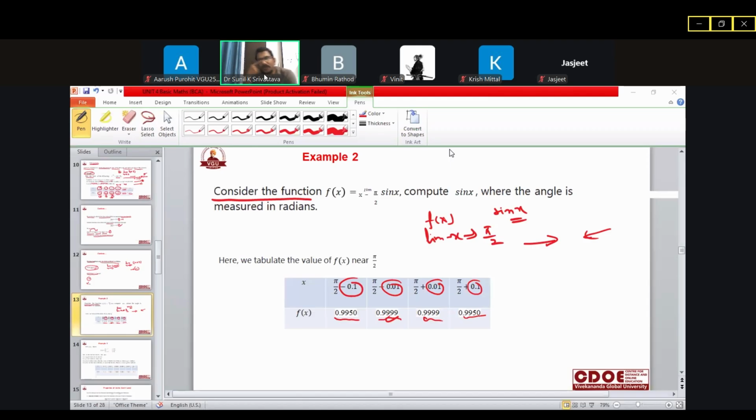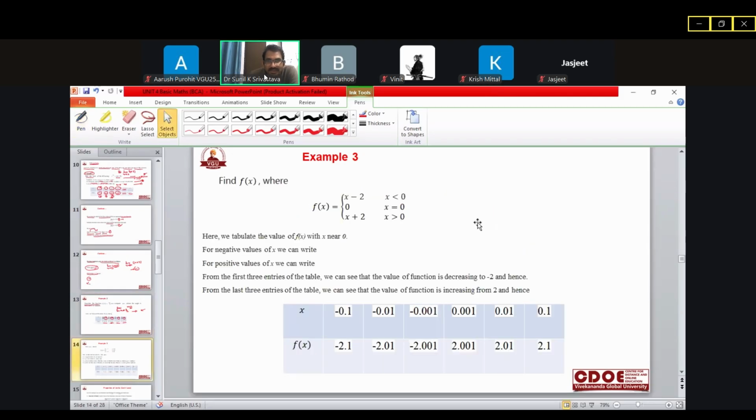Okay, this is the problem, so you can understand the concept. Now we take some different types of problems to describe the concept of limits in detail. We have another example, that is example number 3 here.